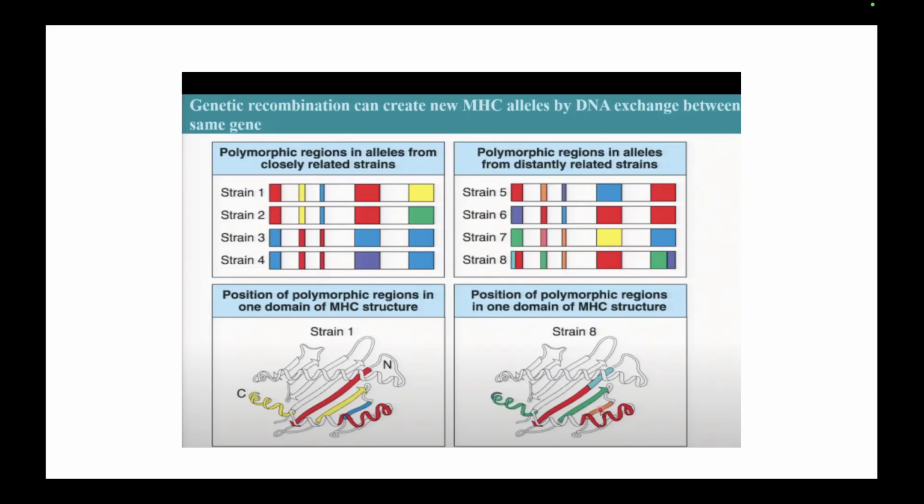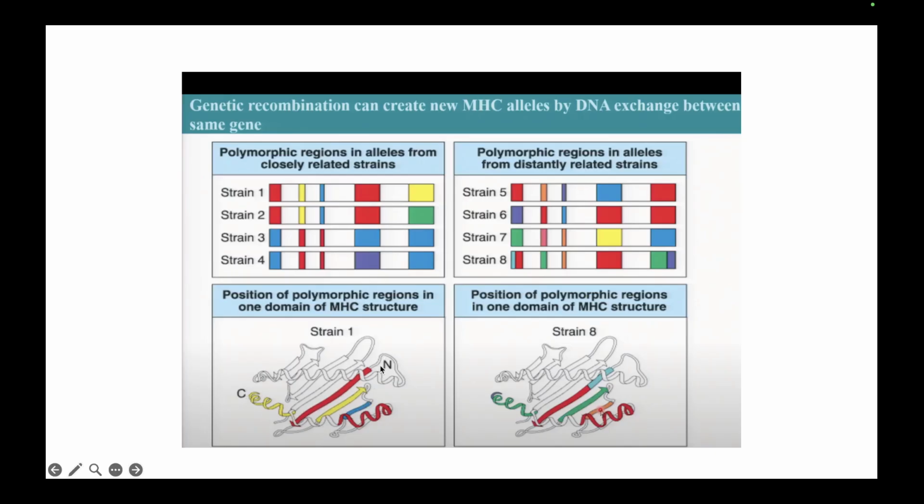Also, along with gene conversion, genetic recombination is there, which can create new MHC alleles. So here you can see strain 1 and strain 2, which show polymorphic regions in alleles from closely related strains. You can see everything is the same except the last portion. And here is the position of polymorphic regions in one domain of the MHC. The white region is quite conserved, and the colored regions are the ones having polymorphism. So you can see at which region it is having the polymorphism.